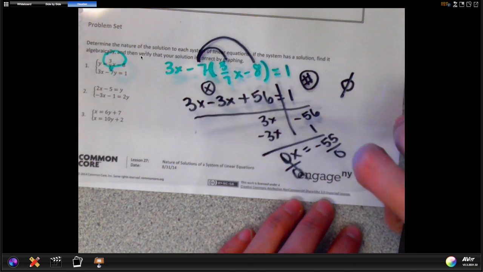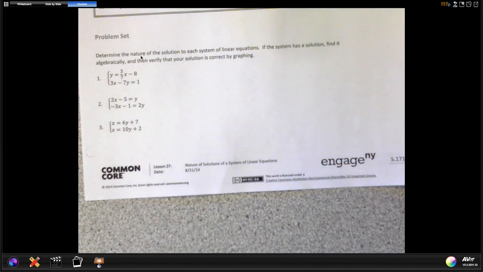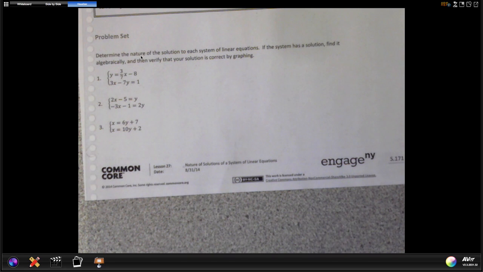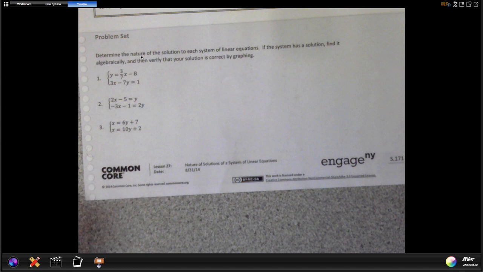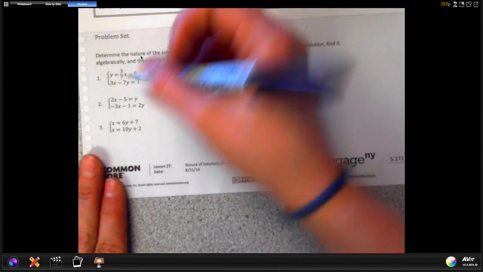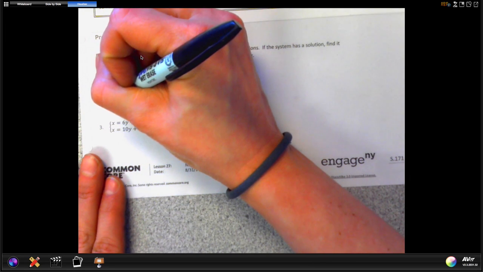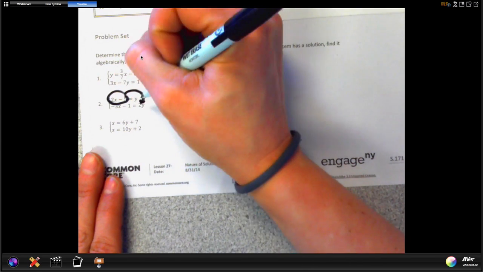Let's try example 2. Maybe we can get a little bit better understanding. Okay, example 2. 2x minus 5 equals y, and then negative 3x minus 1 equals 2y. So again, we're looking for the one that says either y equals or x equals to substitute. So the top equation is actually a y equals. So we're going to take this whole equation and we are going to replace the y in the second one.